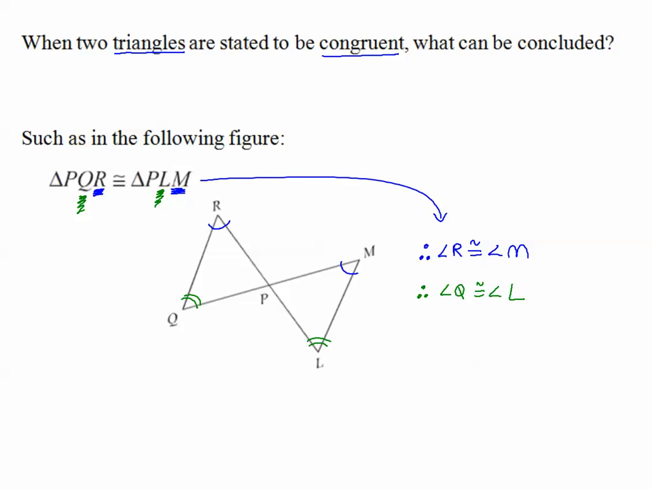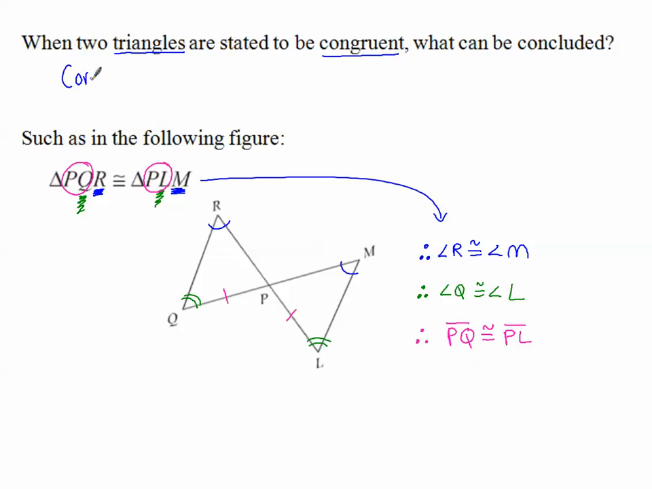Sure, anything that corresponds. Segment PQ is congruent to segment PL. All of the parts that correspond from one triangle to the next must be congruent. So that's ultimately what we can say when two triangles are stated to be congruent.